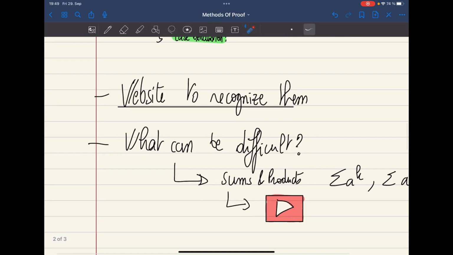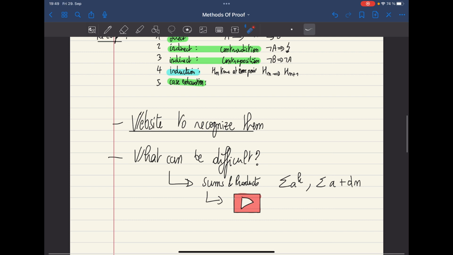What can actually be difficult in this proof? Most of the time, what is difficult in these proofs is things relative to sums and products. So it's not related to the proof type by itself. Therefore, if you're not confident with your ability with sums and products, I invite you to look at my other video.